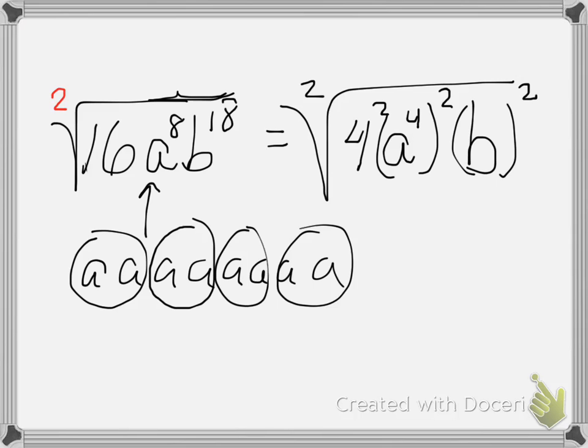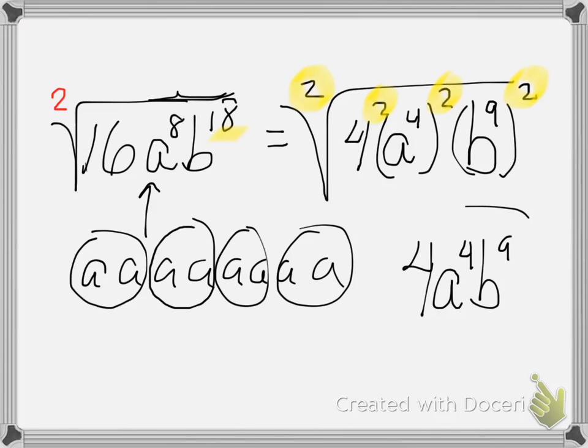Okay, so b, if I want it to be a power of 2, but I know it has to be this 18, then I know that this must be a 9, because 9 times 2 is 18, and you learned a long time ago about the power to a power. You can multiply them. Once you get all that written in powers of 2, then remember that the index and the powers of 2 cancel. So it leaves me a 4, a to the 4th, b to the 9th, and that becomes my answer.